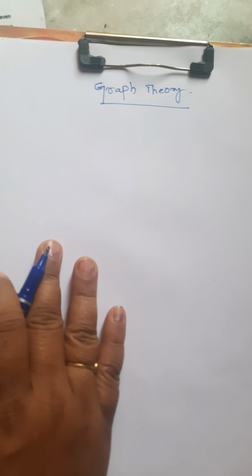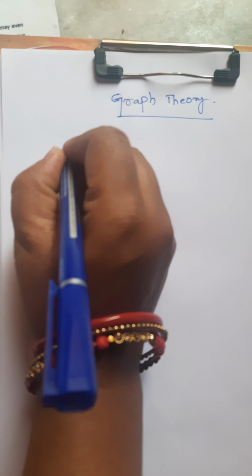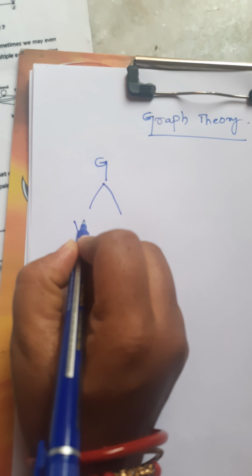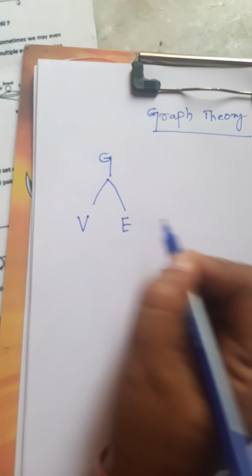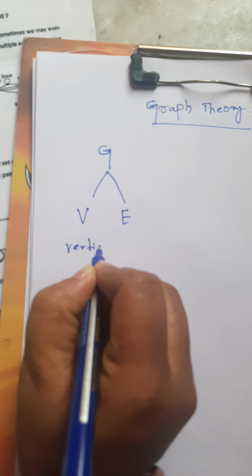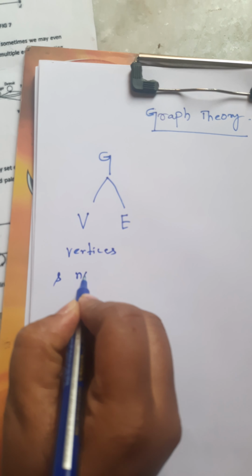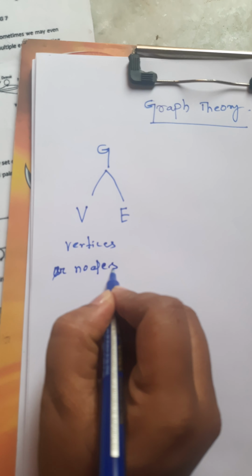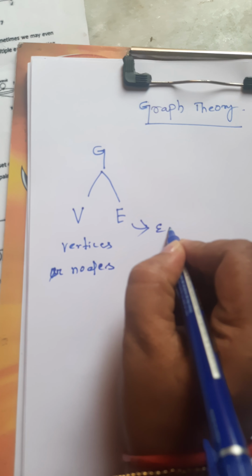Graph theory. Okay. First, what is the definition of graph theory? For a graph, we denote capital G as the graph. G consists of two things. One is vertex, another is edge. V is called vertices or nodes. E is called edges.